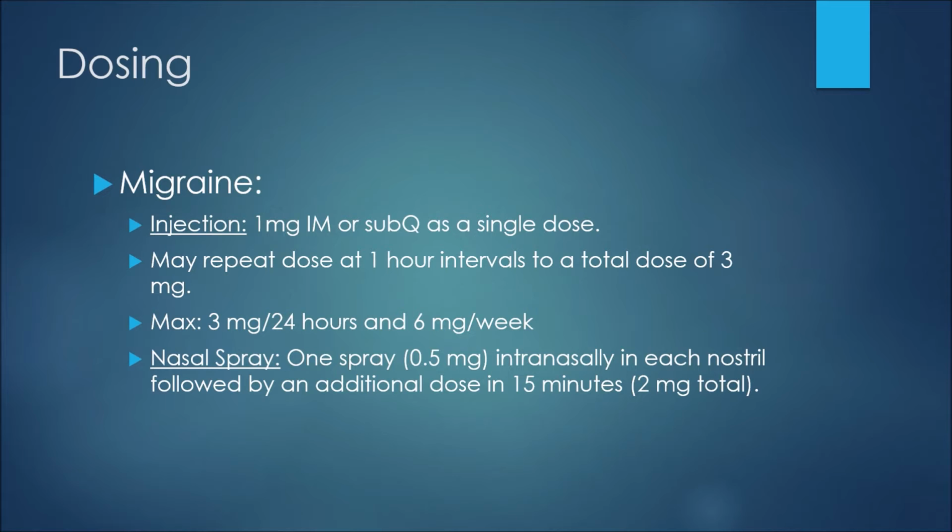So in the treatment of a migraine, using the injection, we would typically see 1 milligram intramuscularly or subcutaneously as a single dose. Then the patient would have the option to repeat the dose at 1 hour intervals to a total dose of 3 milligrams. So the maximum dose would be 3 milligrams per 24 hours and 6 milligrams per week.